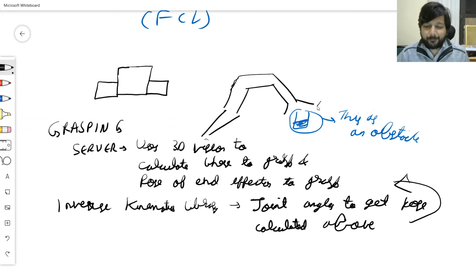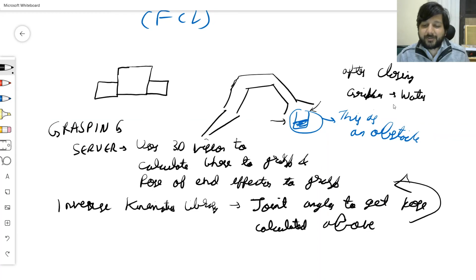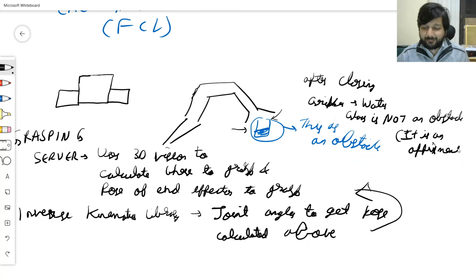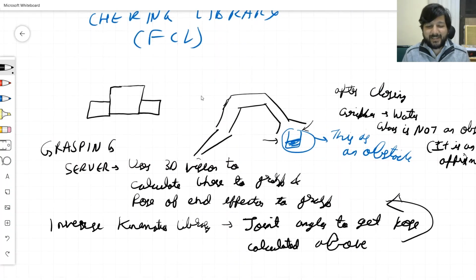So after you close the gripper, the water glass is not an obstacle. It is an affixment. And affixments will never collide. The library knows that it's a part of the robot body. Because it's part of the robot body, it does not collide. That's the only example when something of the environment becomes something of the robot, a part of the robot body. So imagine the object hierarchy.